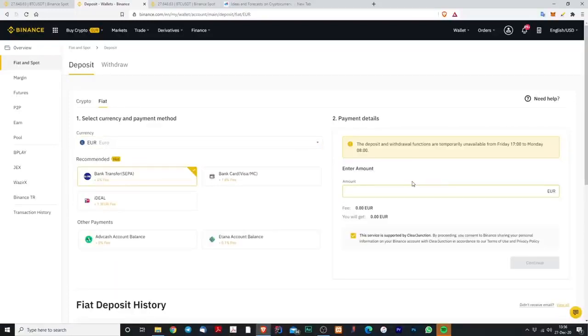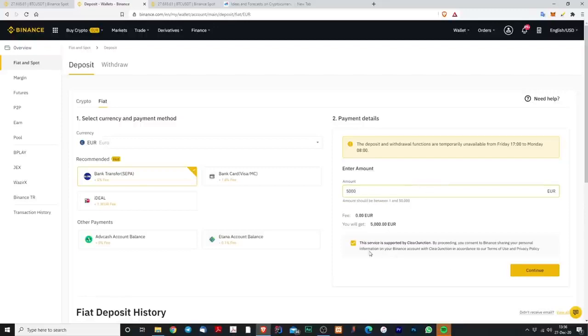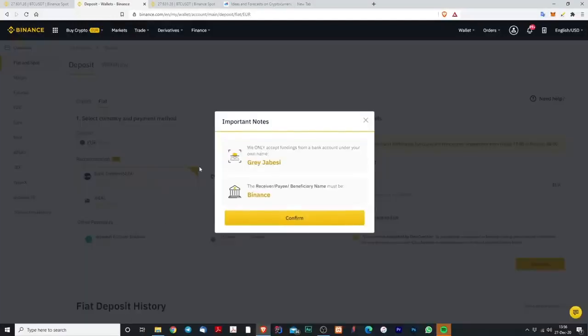I can put here 5,000, and you know, I click continue, and you can see here the bank transfer is actually 0% if I use bank transfer. Whereas if I use all these other services, it's kind of, so, you know, it's telling me that it only accepts funding from a bank account under my own name. And this is my name here. You can see it popped up.